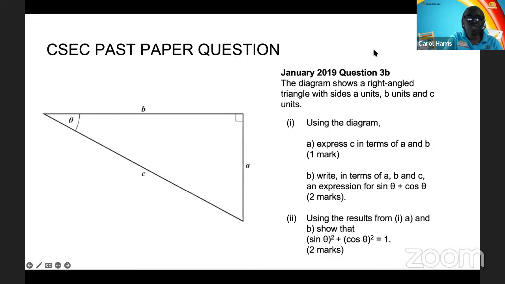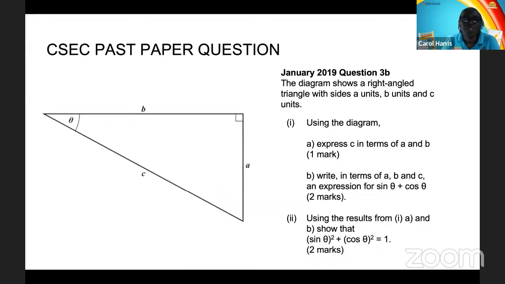All right, so let's look at this more recent past paper question. I like this question because it has no numbers, but if you know what sine and cosine are, it does not matter at all. Let's take a moment and look at this question together. It's from January 2019, and it's part 3B.